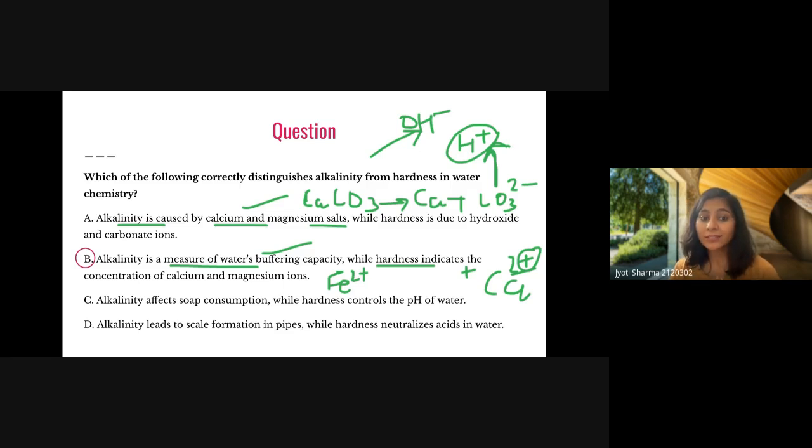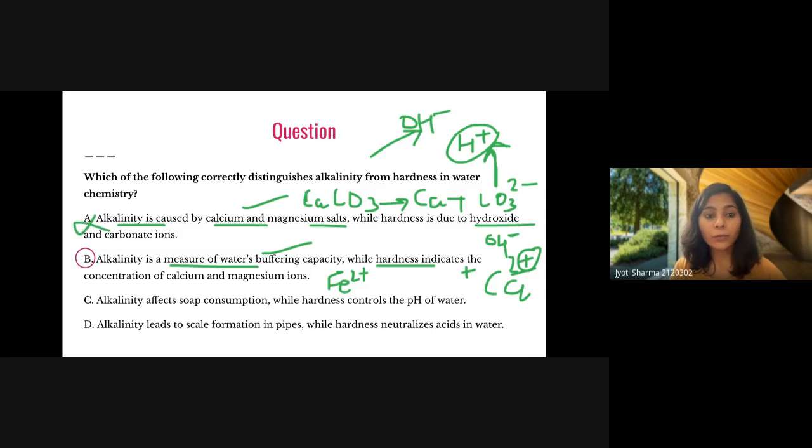So then you can say, yes, alkalinity may be due to calcium and magnesium, but that calcium or magnesium should be like this: calcium carbonate or magnesium carbonate. And hardness is due to hydroxide. No, this is not due to hydroxide. Hydroxide is OH minus, and as I told you, it should not be minus, it should be positive, means cation, and it should be multivalent. So A is not the right answer.